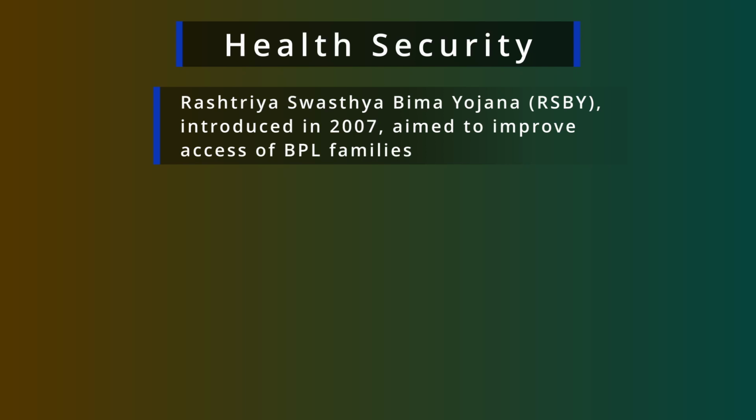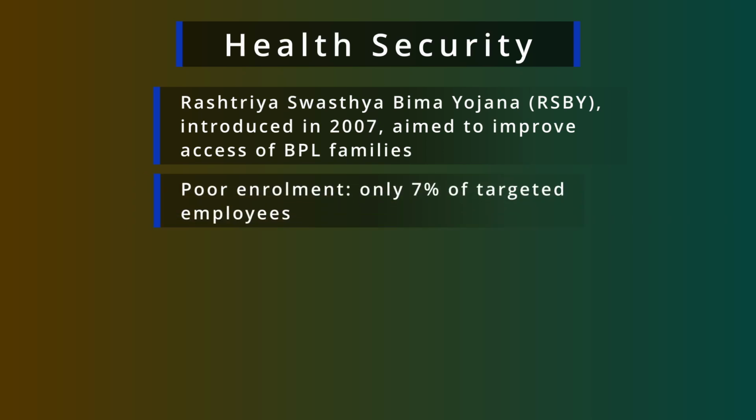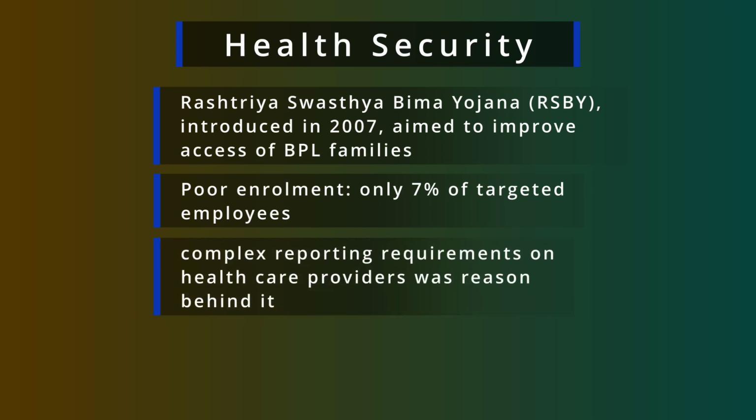But the problem is there is poor coverage of the RSBY scheme, and the reason behind it is that they don't have adequate access to the paperwork or the reporting requirements. Unorganized labor cannot fulfill that paperwork, and so only 7% of the targeted employees have been covered under RSBY.